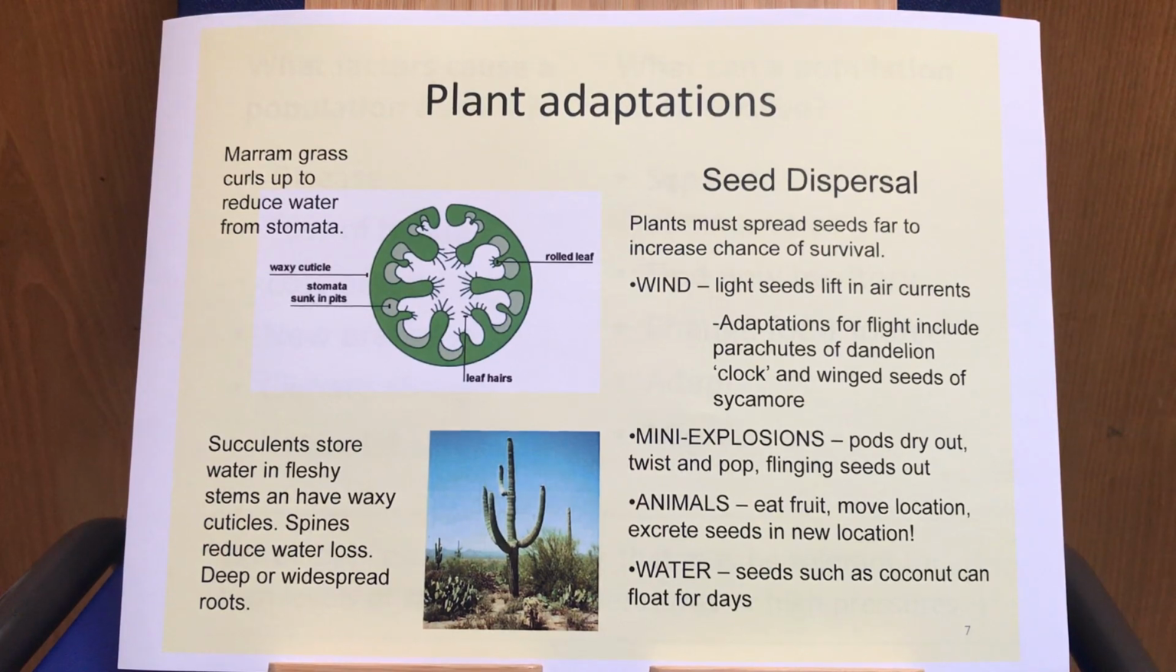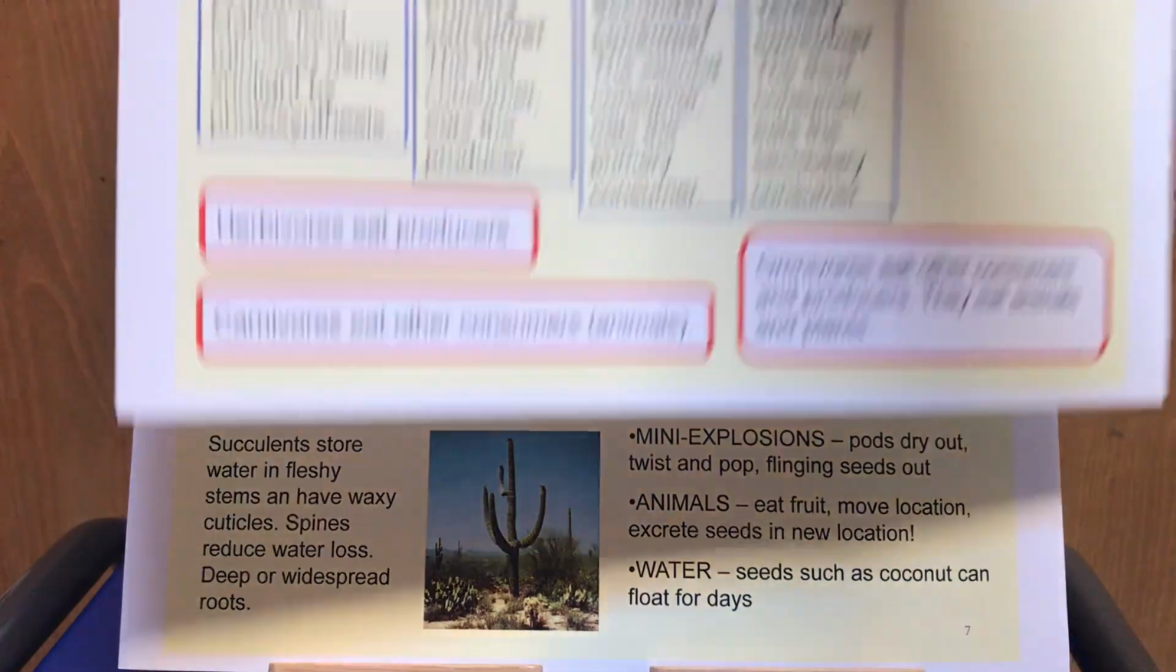Mini explosions, some plants when they dry out, they twist and then they pop open, spreading seeds not too far but certainly spreading them over a wider area. Animals can eat seeds and then they move to a new location, and the seeds are there then in their feces that moves them to somewhere else. And coconuts are a good example of a seed that can float, so that moves it to a new location.